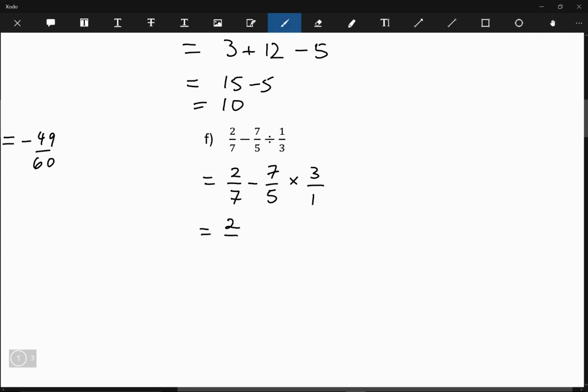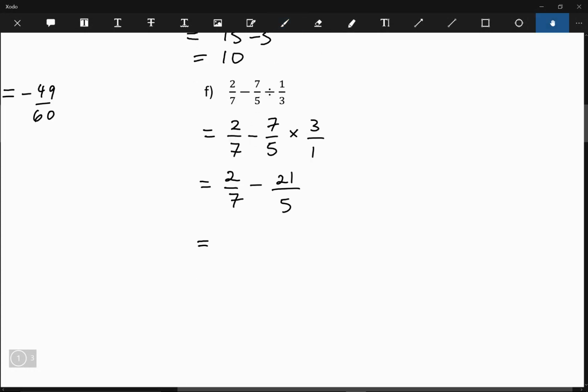So leave the 2 over 7 alone. And then I do 7 times 3, which is 21. 5 times 1, which is 5. And don't forget your minus sign is still there. Okay. Now I have two fractions being subtracted.